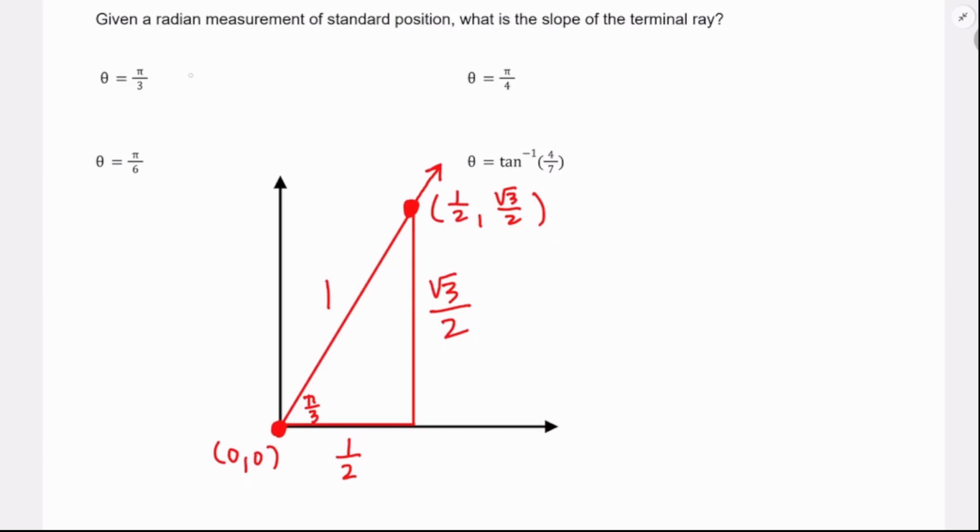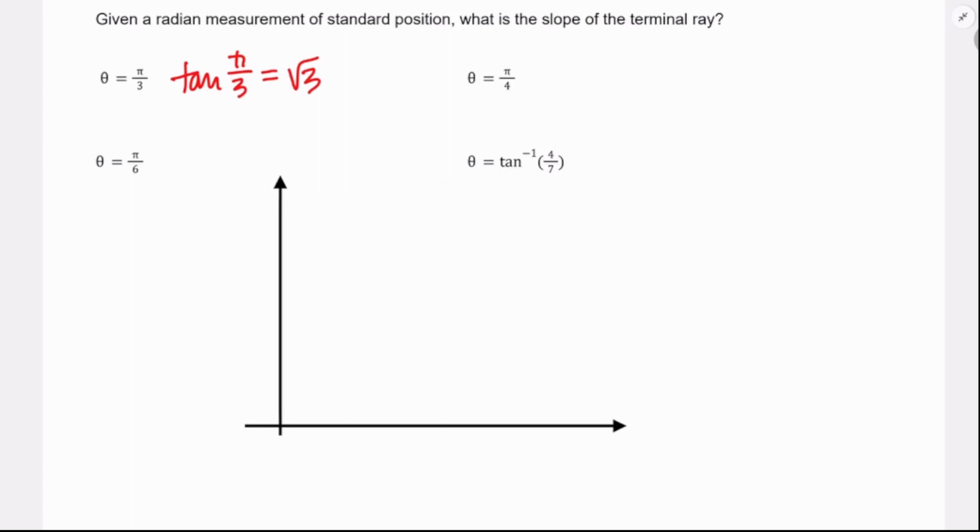So for theta equals pi over 3, tangent of pi over 3 is going to equal root 3 over 2 divided by 1/2. Dividing by 1/2 is like multiplying by 2. That's equal to the square root of 3. Also, we computed the tangent of pi over 3 earlier.